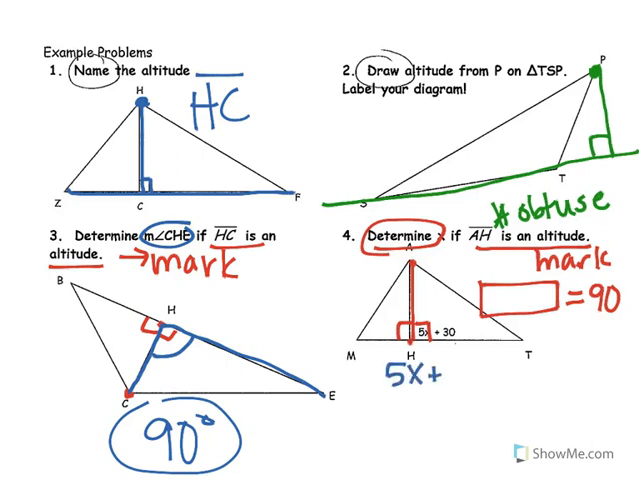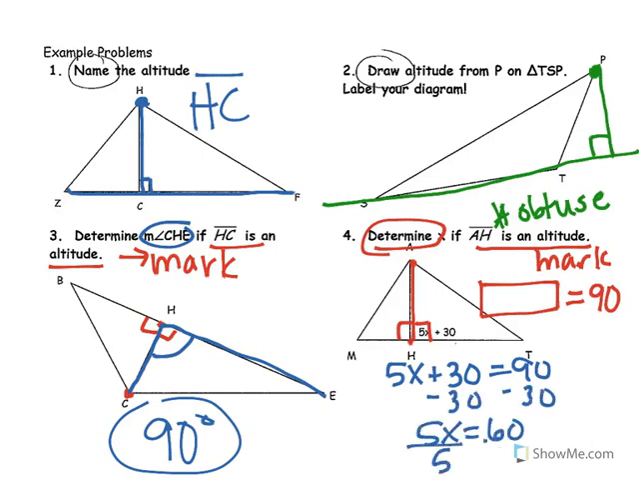So I get 5x plus 30 equals 90, subtract 30, 5x equals 60, divide by 5, and I get x equals, I believe that's 12. Okay? And then we're done. So pretty simple. It's the line from a vertex to the opposite side, and it is perpendicular. All right? And good luck with your homework.